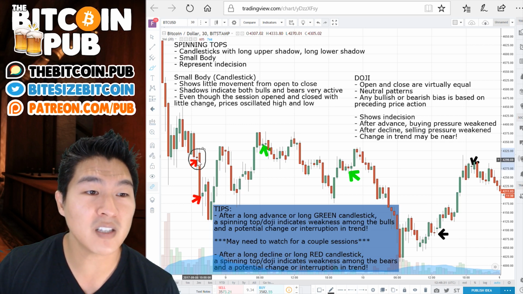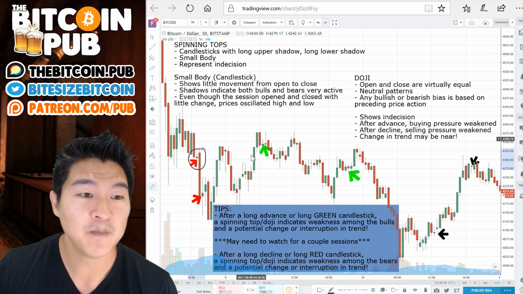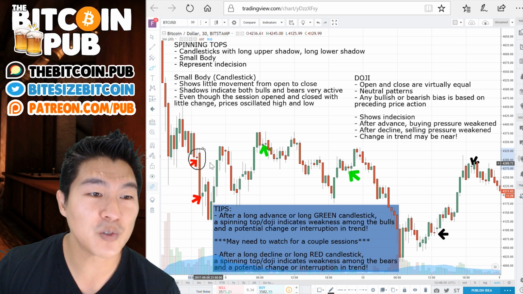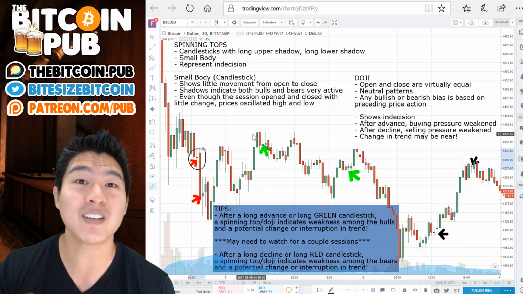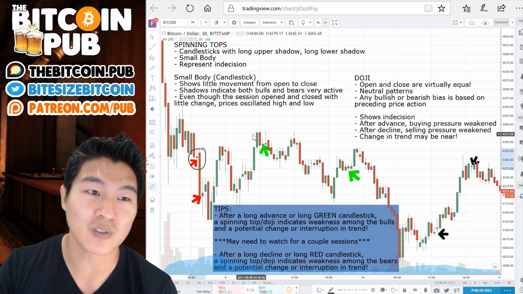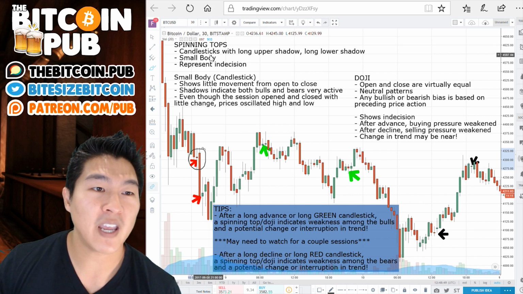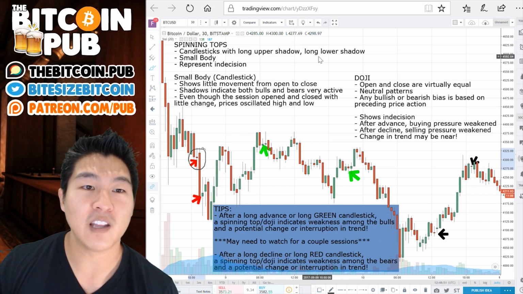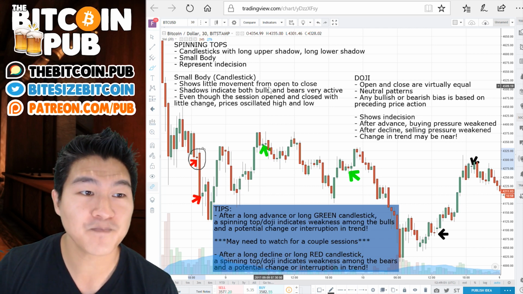We have lots of oscillation of price action, and the close is very close to where the open was. It means that there's indecision in the market, indecision from the bears and the bulls. So let's talk about it more technically. Spinning tops are candlesticks with long upper shadows and long lower shadows. They will always have a very small body. And again, this represents indecision.